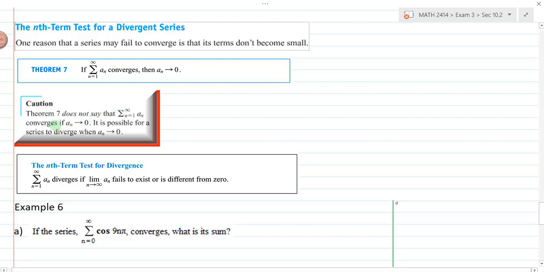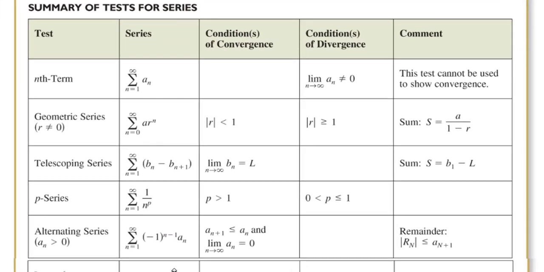Now, one word of caution is that Theorem 7 does not say that the series is going to converge if the terms of the sequence go to 0. This is not a test for convergence, it's a test for divergence. So when we use this test, we're checking to see if a series diverges. If we look at our cheat sheet here, the very first test listed is the nth term test, and it has no conditions for convergence because you can't use it to test to see if a series converges. You can only check to see if the series diverges.